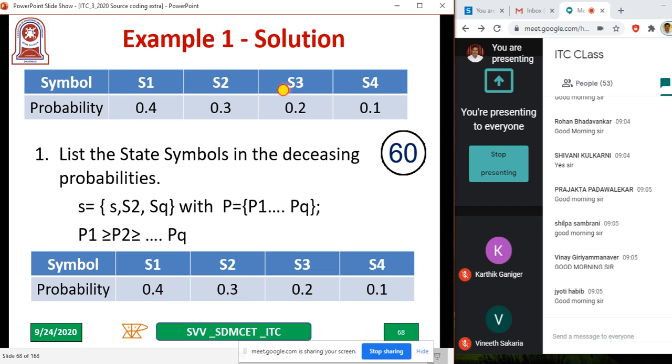Don't keep S1, S2, S3, S4 fixed and change only the probabilities. When you change the probability, you have to write the respective symbol. Now in this case, they are already in order, so I'll keep it as it is. Write down 0.4, 0.3, 0.2, 0.1 and S1, S2, S3, S4 as it is. If the probabilities are different, then I have to keep them in decreasing order. The given problem itself is in decreasing order, therefore I am copying as it is. Another 10 seconds I'll wait. Let us go to the next slide.